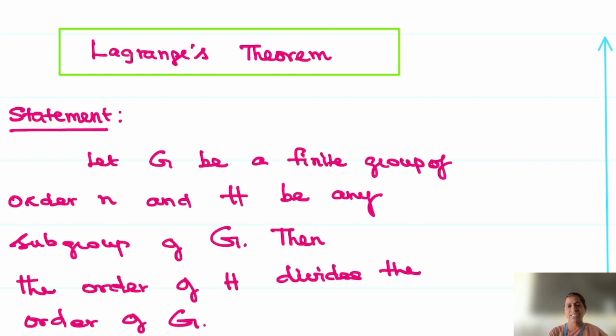What is order of G or what is order of H? Order of G means the number of elements in G. Order of H means the number of elements in H. Therefore, the number of elements in H divides the number of elements in G.